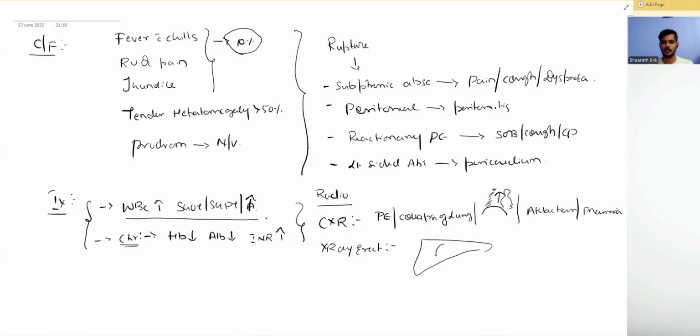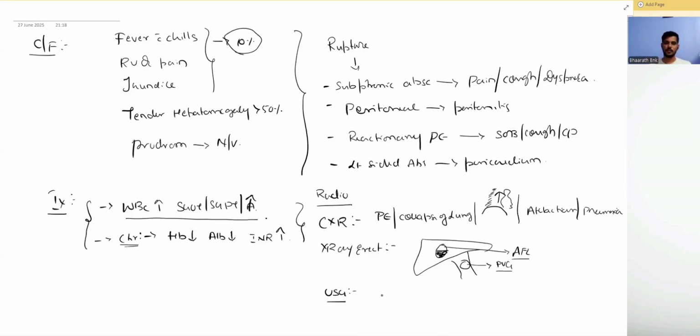So you can see an air fluid level in the X-ray erect abdomen in the liver, and there can be portal venous gas. So there can be air seen in the portal vein and an air fluid level seen in the liver. So then comes ultrasound of the abdomen. The first investigation would be an ultrasound of the abdomen.